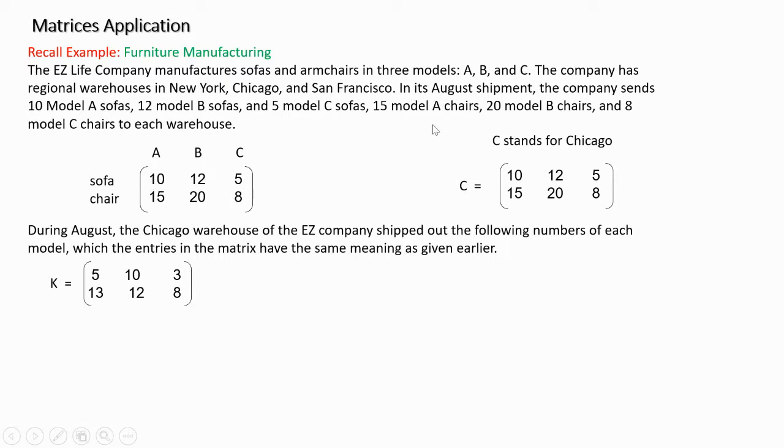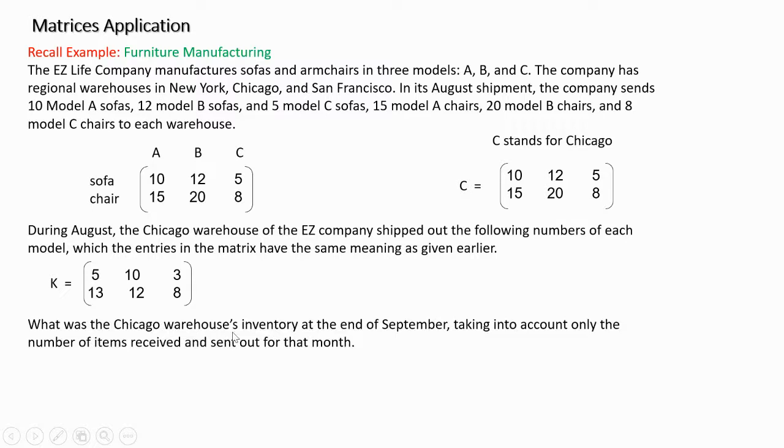They got the shipment in August. Now during August, the Chicago warehouse of the Easy company shipped out the following number of each model, which the entries and the matrix have the same meaning as given earlier. Okay, so how do we find what's left? What was the Chicago warehouse's inventory at the end of August, taking into account only the number of items received and sent out for that month? My mistake earlier, this should be August.